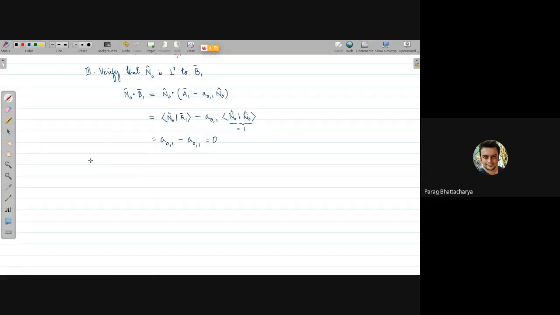Next step is normalize b1 to obtain n1 cap. That is, n1 cap is simply equal to b1 divided by the scalar product of b1 with itself, to the power 1 by 2. So that is your n1. So from there you have it.